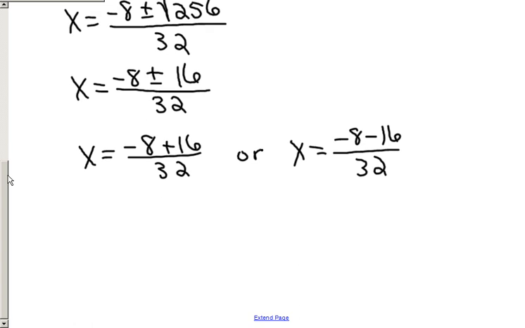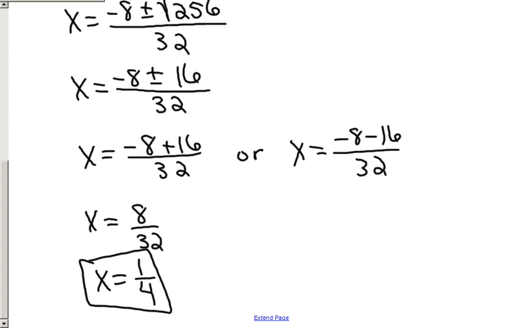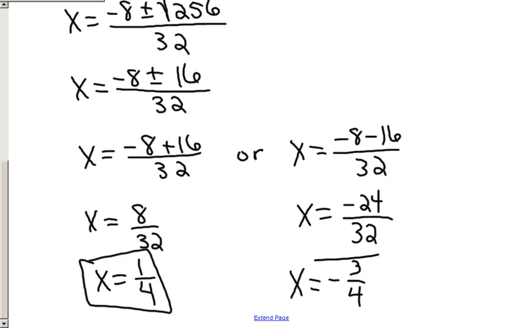To finish solving, x equals negative 8 plus 16 is positive 8 over 32, and 8 over 32 simplifies to 1/4. My other equation, I have x equals negative 8 minus 16 is negative 24 over 32. Negative 24 over 32 simplifies to negative 3/4.